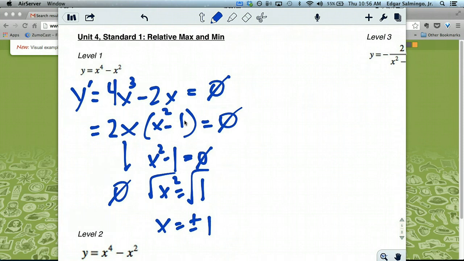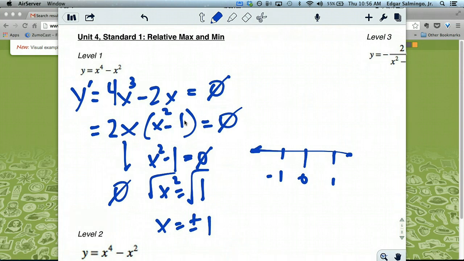Okay, so what I'm going to do is I'm going to put this all in a number line. Here's -1, here's 0, here's 1. Okay, so hopefully you're understanding so far, not too confused.